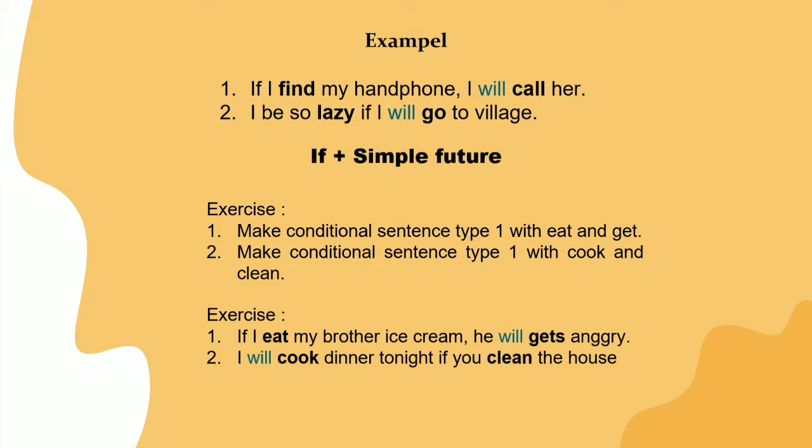Number one, make a conditional sentence type one with eat and get. Number two, make a conditional sentence type one with cook and clean. So the answer is number one: if I eat my brother's ice cream, he will get angry. Number two, I will cook dinner tonight if you clean the house.